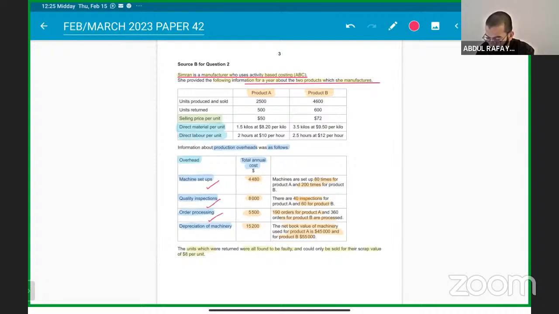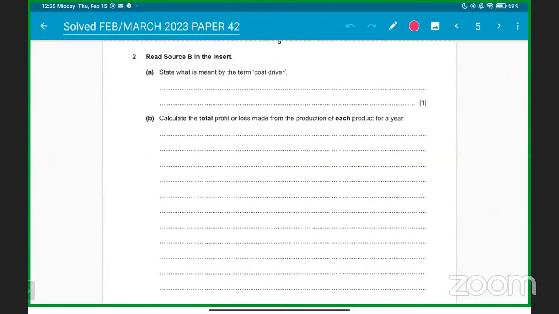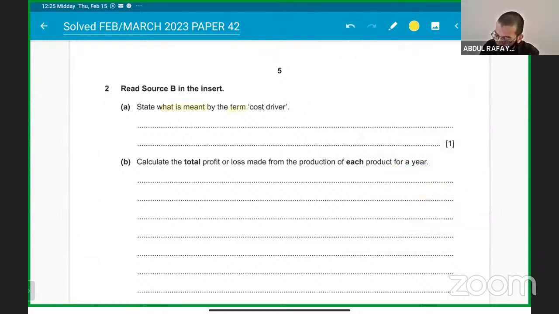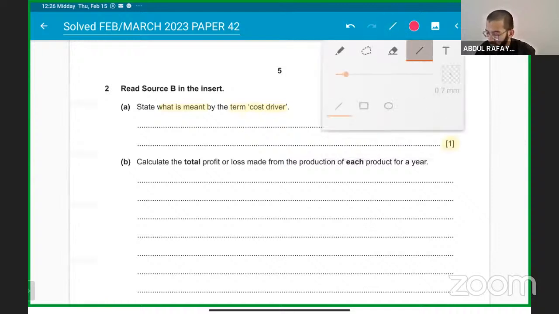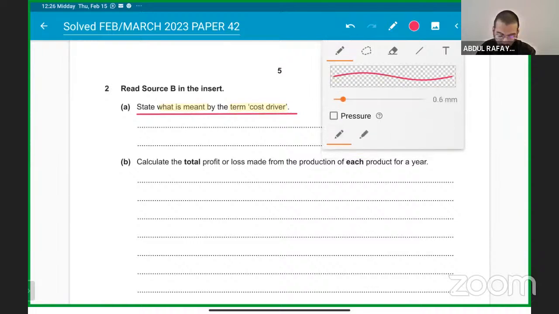These are its cost drivers. The reason I brought this up is that in simple words, we have to write down the definition, stating what is meant by the term cost driver. You can learn and write it down, or you can write it from your own understanding.